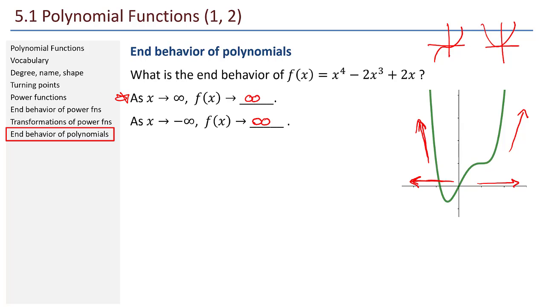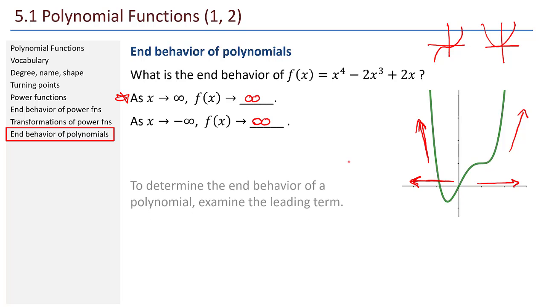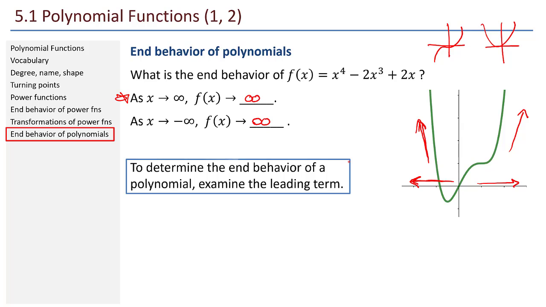Now, how could I have done that without the graph? That's really what we want to figure out. And here's the trick. To determine the end behavior of a polynomial, examine the leading term. In this example we just did, the leading term was x to the 4. And what does x to the 4 look like? X to the 4 is roughly like a parabola that's squeezed down a little bit. And look, its end behavior is the same thing. As x goes to infinity, f of x increases to infinity. As x goes to negative infinity, f of x goes up to positive infinity.